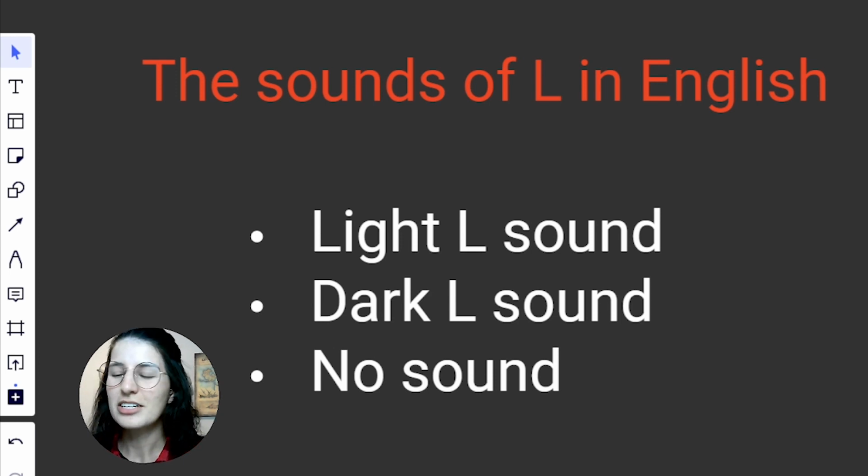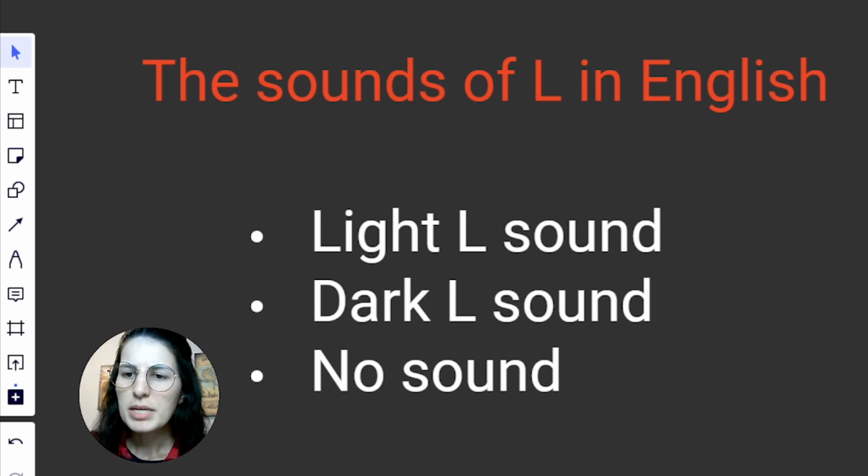Here are the three sounds or non-sounds of the letter L in English. So let's continue. Guys, there are actually two sounds and one silent sound of the letter L. As you can see on my screen, there is the light L sound, the dark L sound, and then we have some instances when the letter L makes no sound at all.